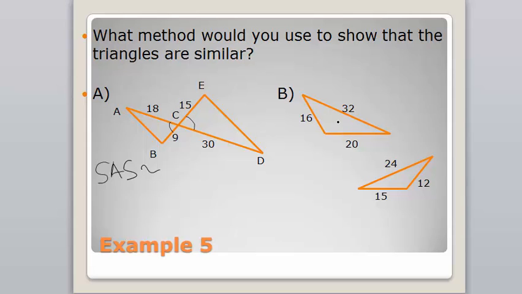Now for part B, look at what you have. We have no angles, we have only sides. So what would I try and use? I would try and use SSS similarity.